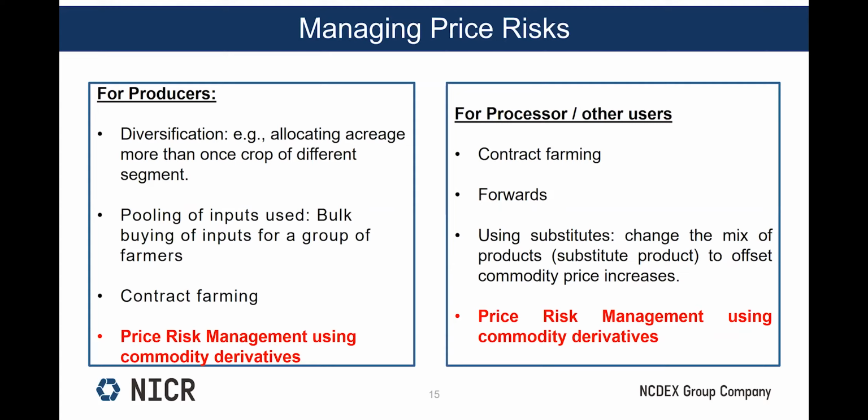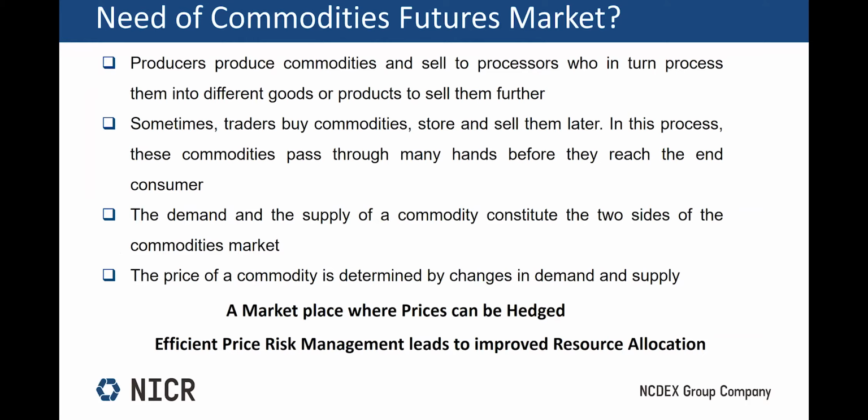Similarly, the processors also can use, along with the other top three, the derivatives market. They can also manage their price risk. So basically, this is an additional tool which should be used for your price risk management along with various others. So that means, how do you do that? You need to have a marketplace which actually allows you to do that.